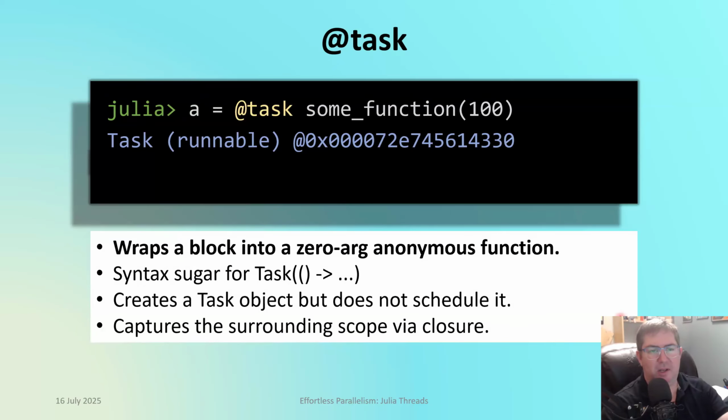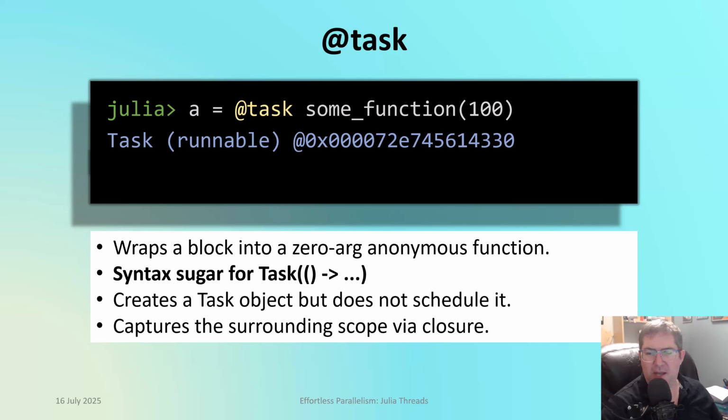So here's the @task and how you get it. The @task macro, so the @ means it's a macro, takes your code and wraps it into a zero argument anonymous function. So it's going to take whatever function I've passed in and further wrap that into another one. And this is key because the tasks in Julia are designed to run independently and not take input directly at runtime. So you're not actually running that function, you're wrapping it inside another one.